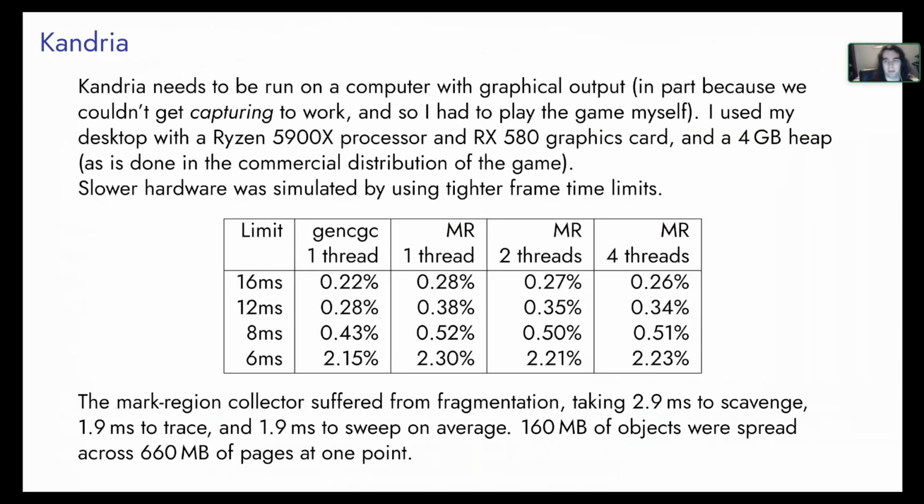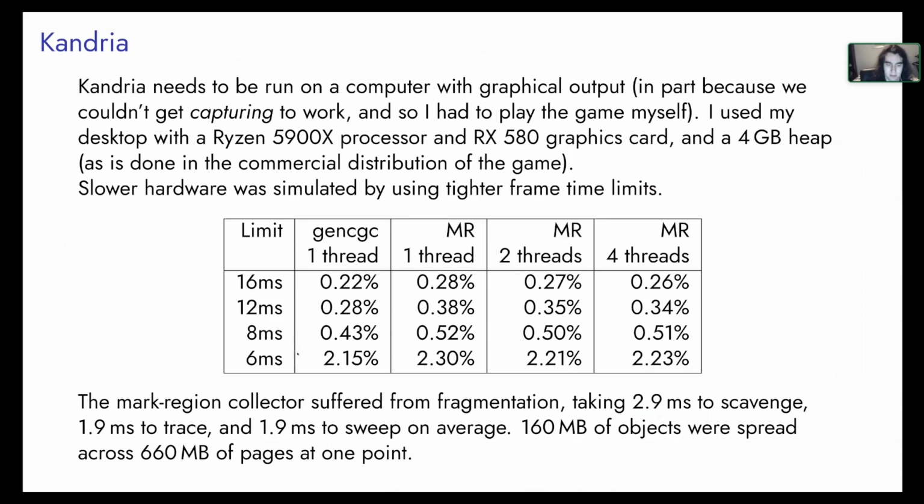I needed to run this on my desktop because I need graphical output. I couldn't get capturing to work. I couldn't get it to replay the inputs I wanted to play, so I had to play this manually. In order to try and simulate slower hardware, I just made the frame time limits shorter. So we have 16 milliseconds, about 60 frames a second, and I just kept trying and seeing how many frames would fit in 12 milliseconds, 8 milliseconds, 6 milliseconds.